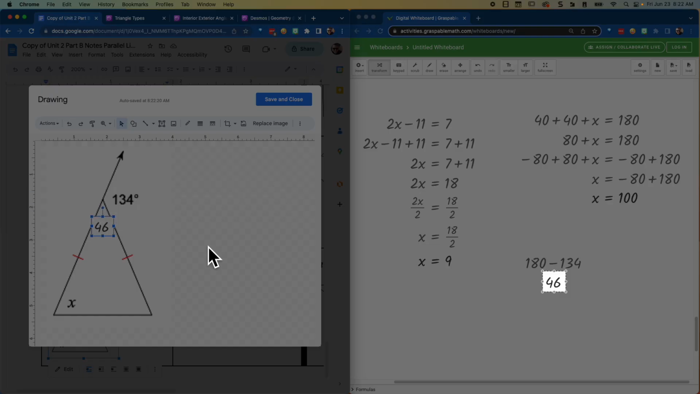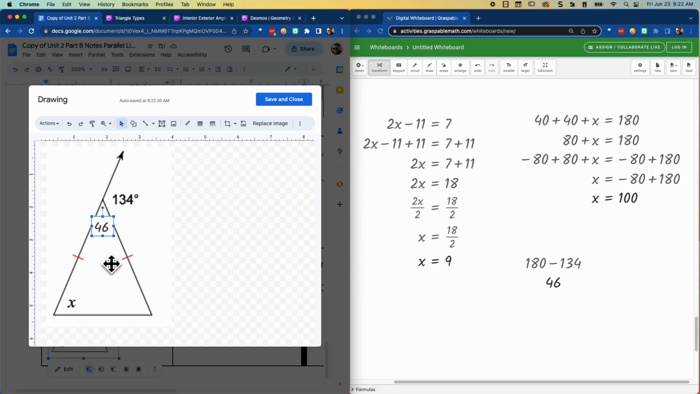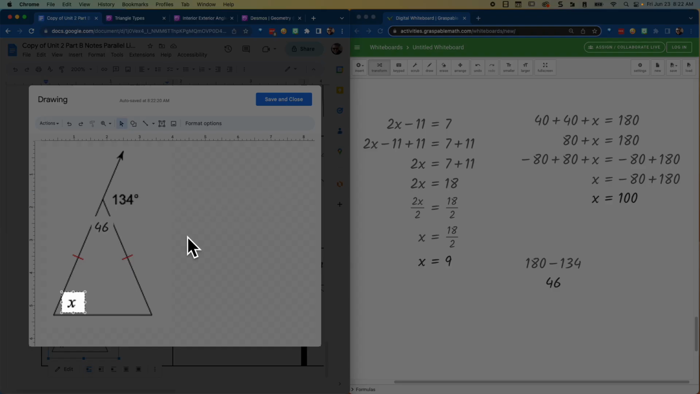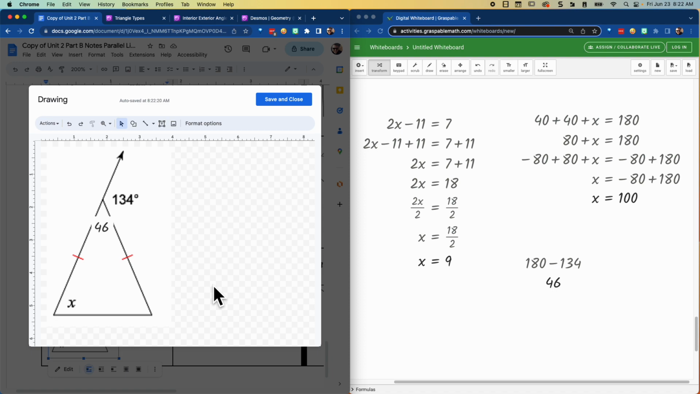Now let's do another kind of copy and paste of an angle measure, this x. Because this is an isosceles triangle, that side is x, but so is, whoops, let's try that again. I copied it, but I forgot to paste it. Paste it in here. Nope, there it is. So x and 46.